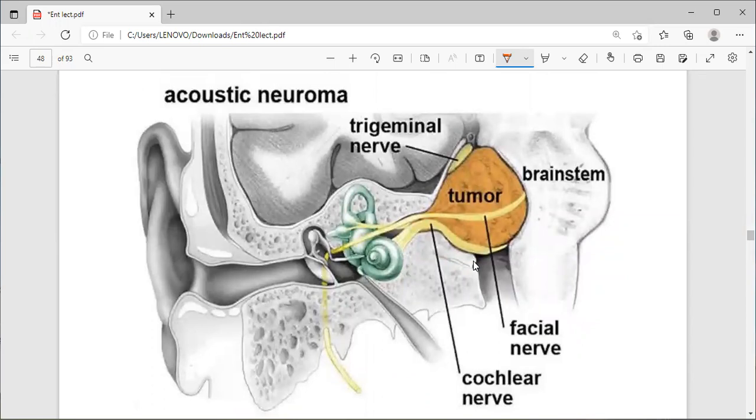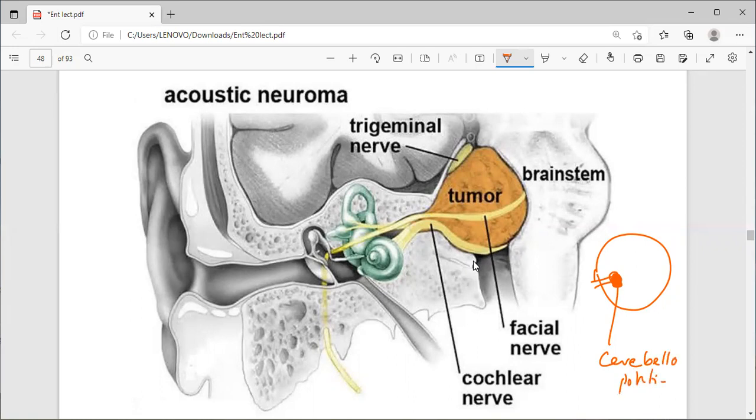So what happens is in the brain, you might be having a schwannoma. Schwannoma is a tumor based on the Schwann cell. So it will be here, because there is a vestibulocochlear nerve coming from here. So this angle specifically is called the cerebellopontine angle.